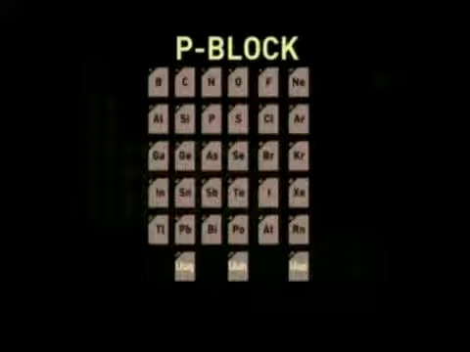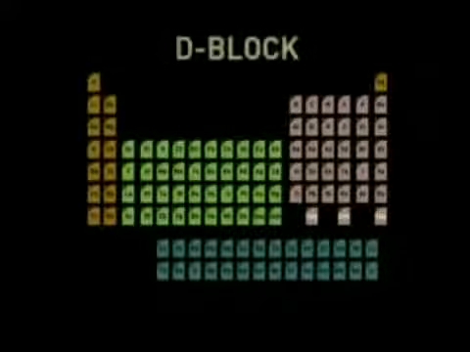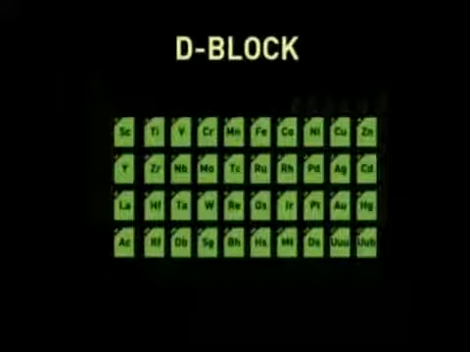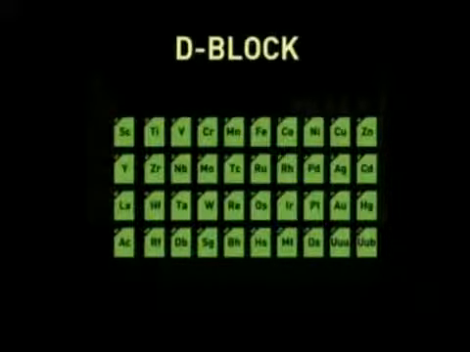The p-block elements have valence configurations s2p1 to s2p6. The d-block elements have valence configurations involving d subshells. These elements are often called the transition metals. Differences between groups in this block are not as strong as in the others.